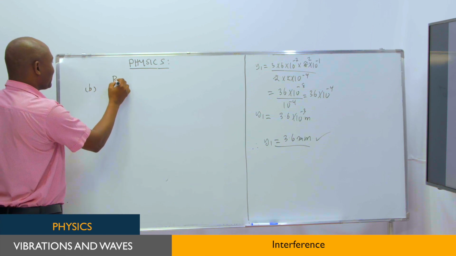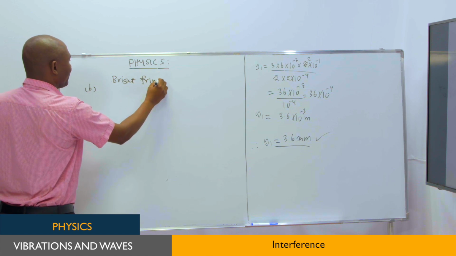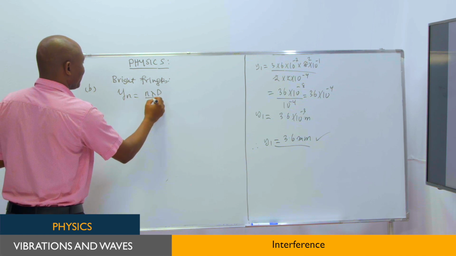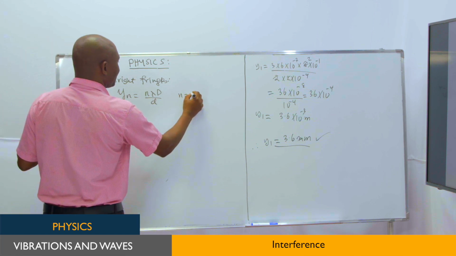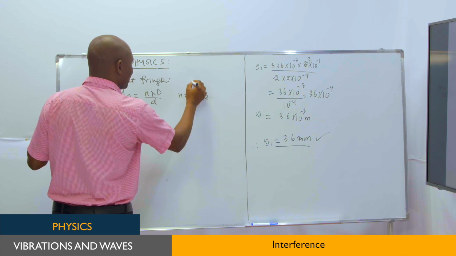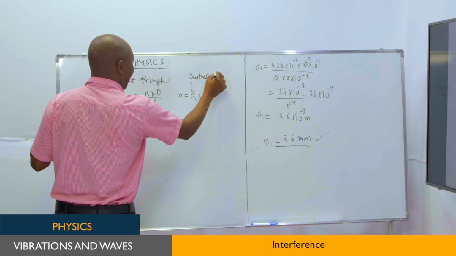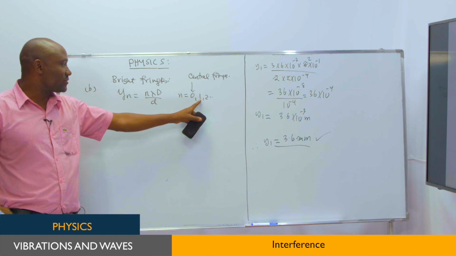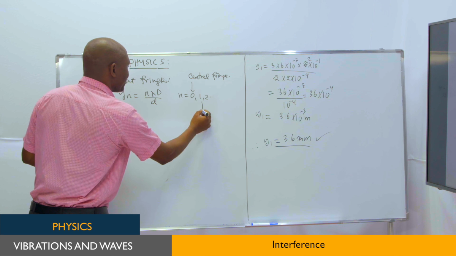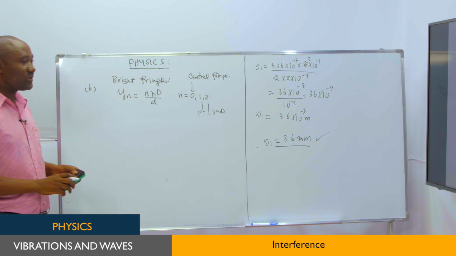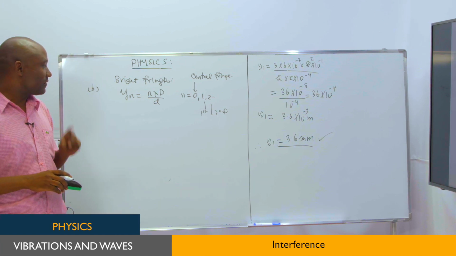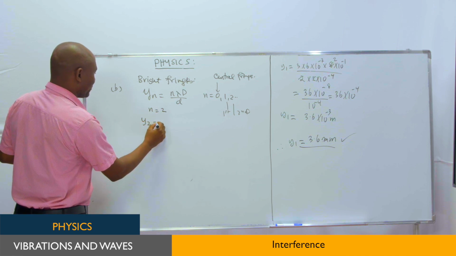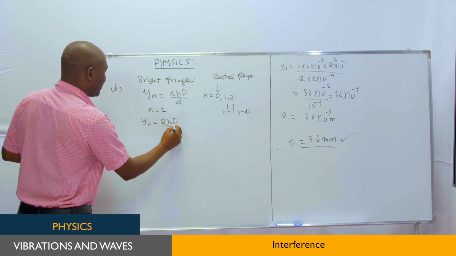We know that the formula for bright fringes, distance yn is the same as n lambda D over small d. The n starts from 0, 1, and so on. Now we know this is the central fringe, that's where we start counting from. So the first image is found when n equals 1, the second when n equals 2. For this case, since we're looking for the distance of the second bright from the central fringe, our n should be equal to 2, and this will be y2 equals 2 lambda capital D over small d.